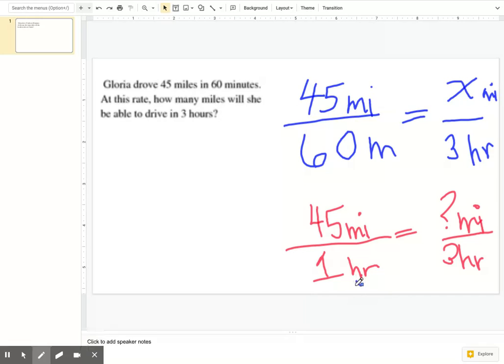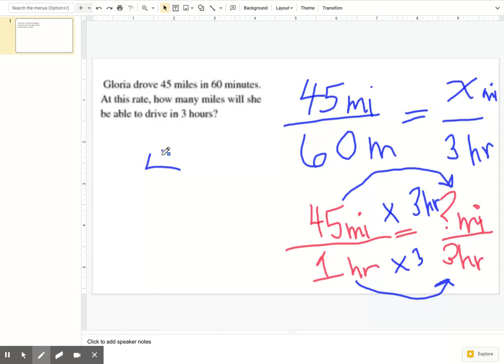So I'm going to go from 1 hour to 3 hours. How many hours did I multiply by? We're always looking at these as multiplication. Well, 1 times 3 gives me 3 hours. So to solve how many miles I can drive in 3 hours, I'm going to multiply my miles times 3.